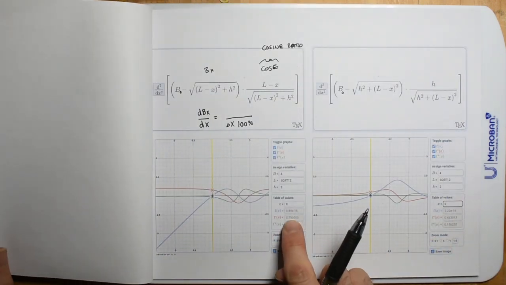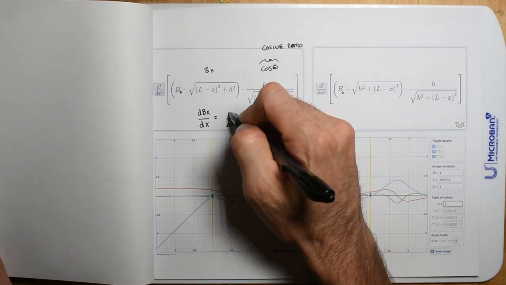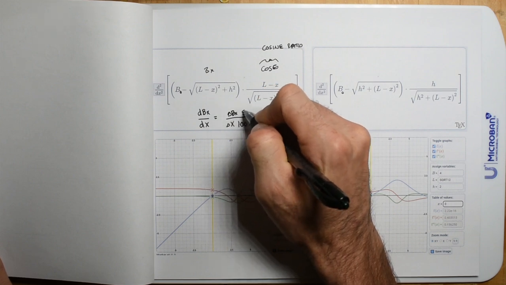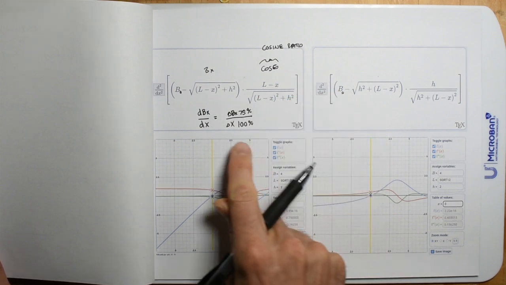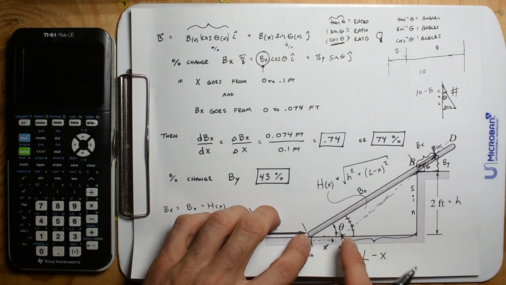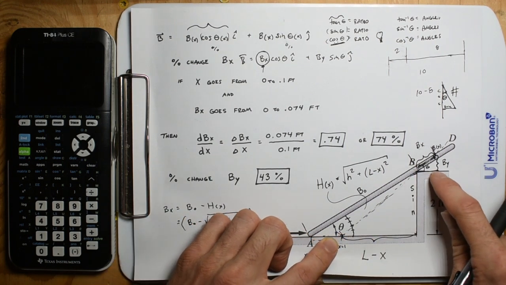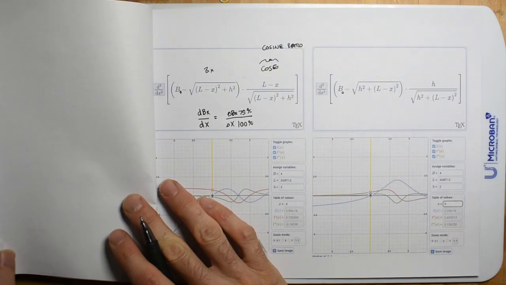Well, if we come down here, it only moved 75%. So yeah, our change in bx was 75%. So we have 100% input. We move this thing like 100%, like one foot, and this thing only moves 0.75. So that's kind of cool.